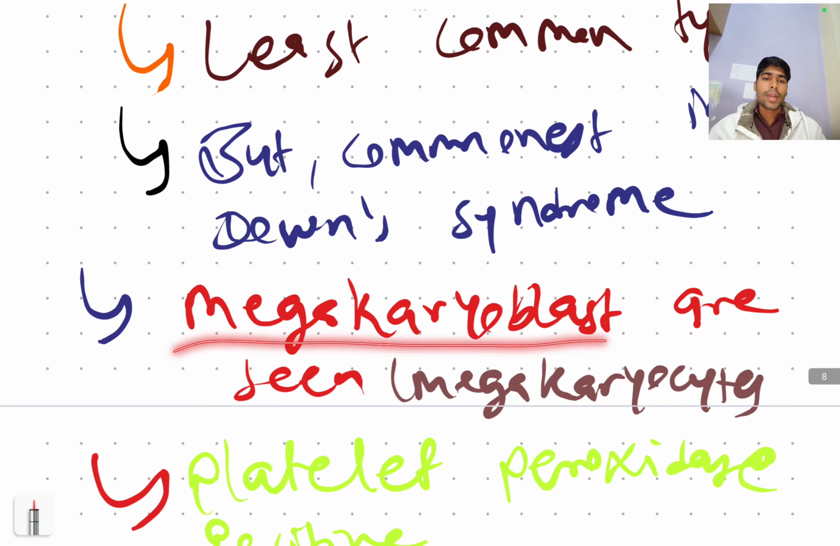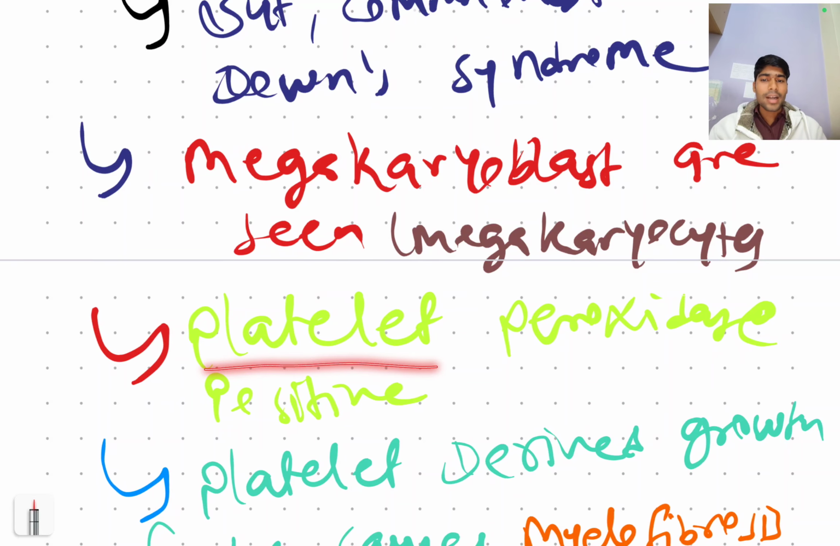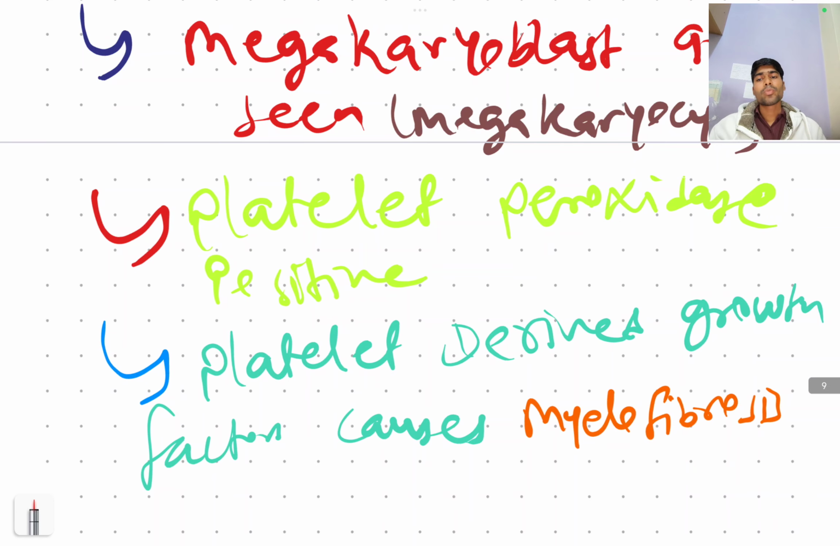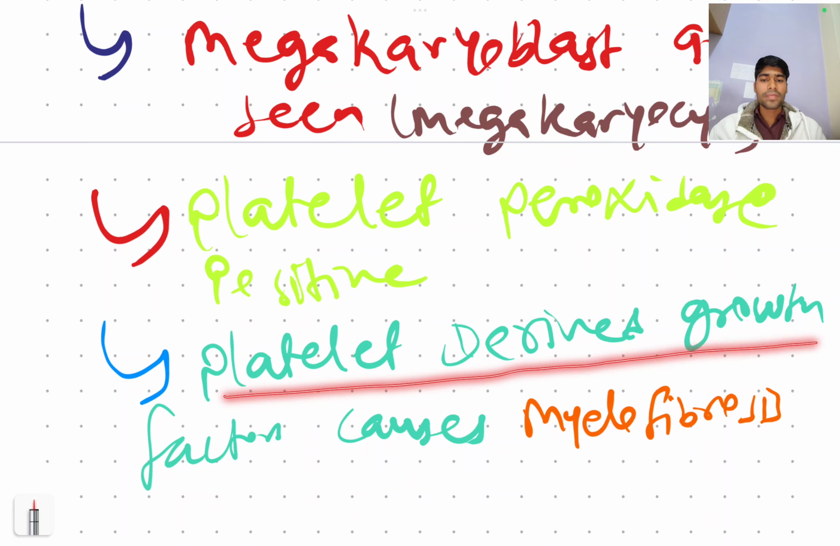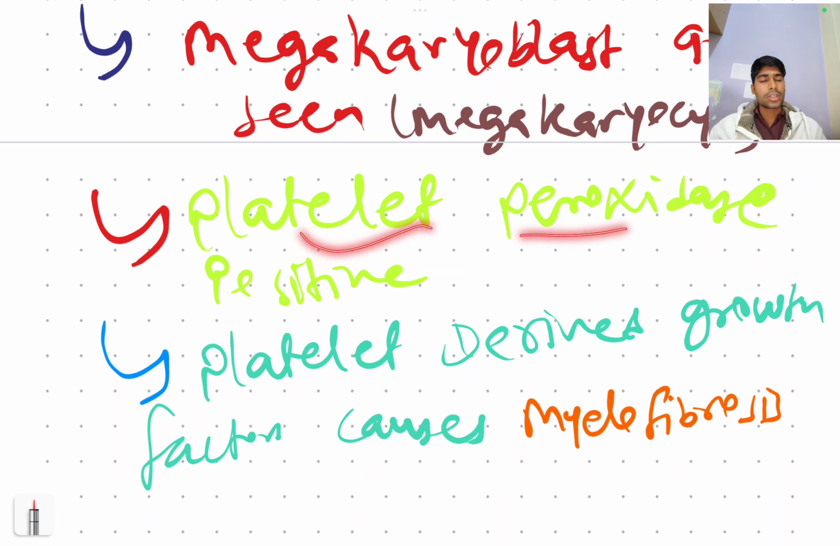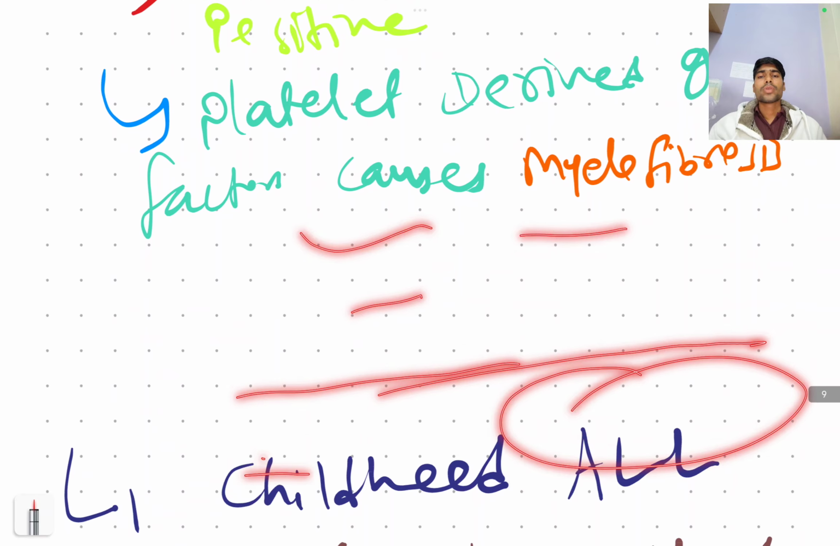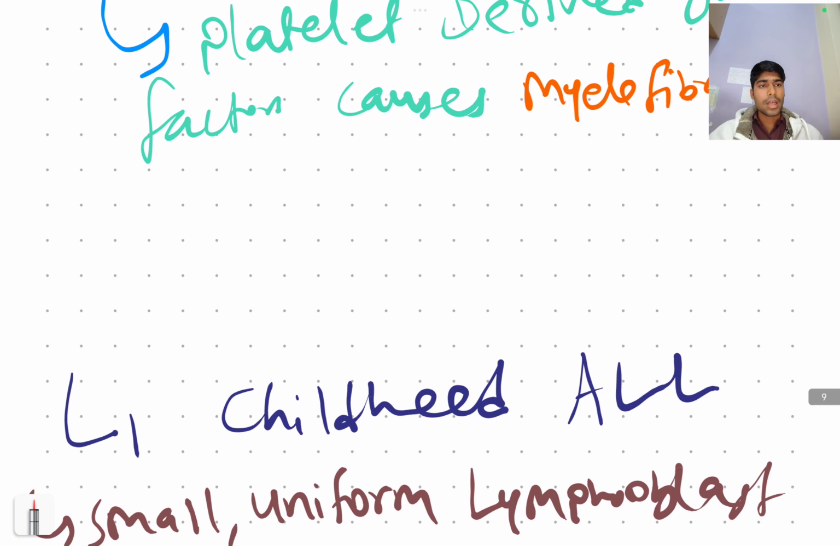Now megakaryoblast is seen, that is megakaryocyte, and platelet, and one more thing, platelet peroxidase test will be positive. And again one more thing, platelet derived growth factor causes myelofibrosis. All right. So as platelet peroxidase is positive, there is presence of platelet derived growth factor, and it causes myelofibrosis. So that is all about FAB classification of AML.